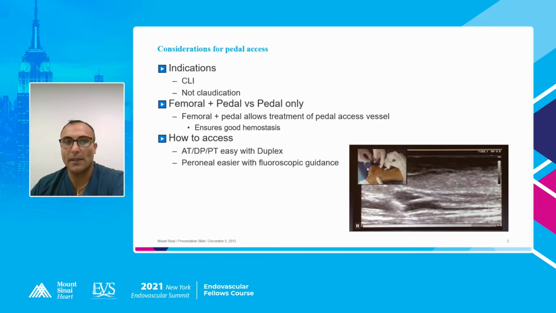How to access? I think for the anterior tibial, the dorsalis pedis, and the posterior tibial, it is very easy to access using duplex ultrasound. These vessels are very superficial and readily visible. When it comes to the peroneal, I often will use fluoroscopic guidance, sometimes coupled with angiography. I tend to find that it's easier to access from the anterior leg. And again, usually this is in the setting of a calcified vessel, and it's usually easy to identify, but you can use angiography as an adjunct.